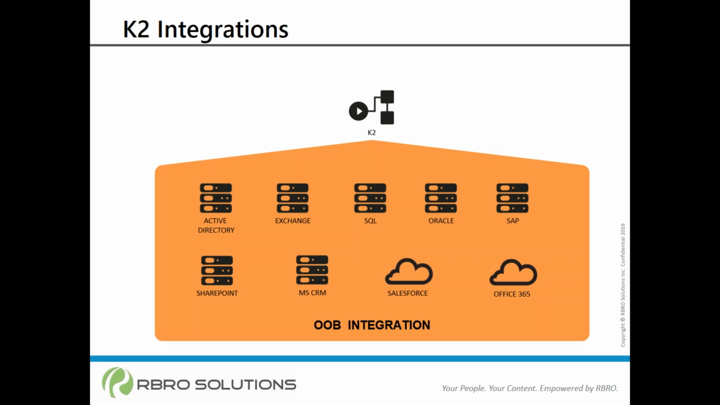So smart objects are already there for you. Exchange, you can do things like smart actions. So you can send an email to a user and they can respond back with the action that they'd like to take, and your K2 instance will look into Exchange, grab that, and process the workflow along. I'll talk a little bit more about that.